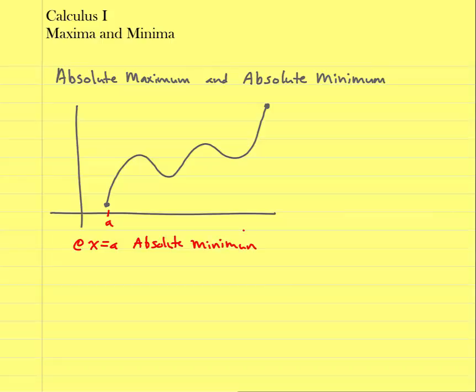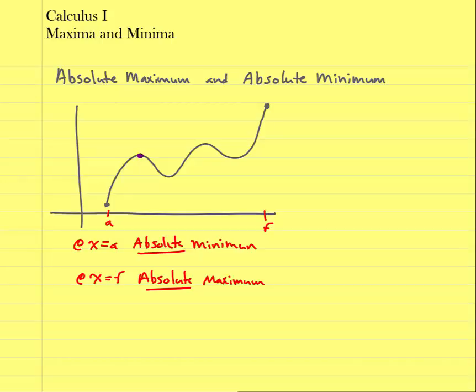And we can see over here, and we'll call this point F. At x equal F, we have an absolute maximum. Now the reason they're called absolute is it never gets any lower and it never gets any higher. So that's why these are called absolute max and absolute min. And we have some other interesting points occurring in here as well that we'll talk about a little bit later.